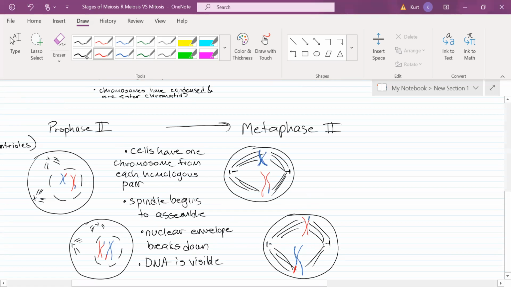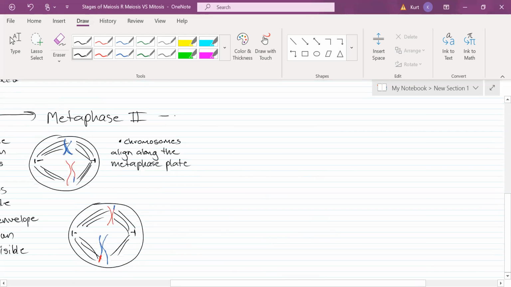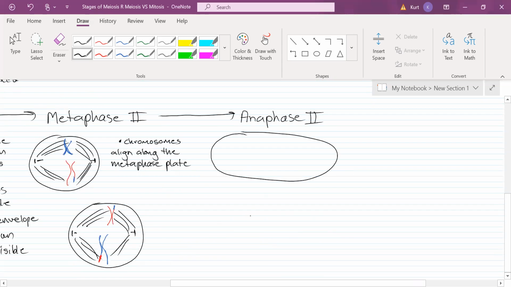All right, this one should be pretty standard. The chromosomes align along the metaphase plate. All right, anaphase 2. You should know what's happening here. It's starting to be pulled apart.